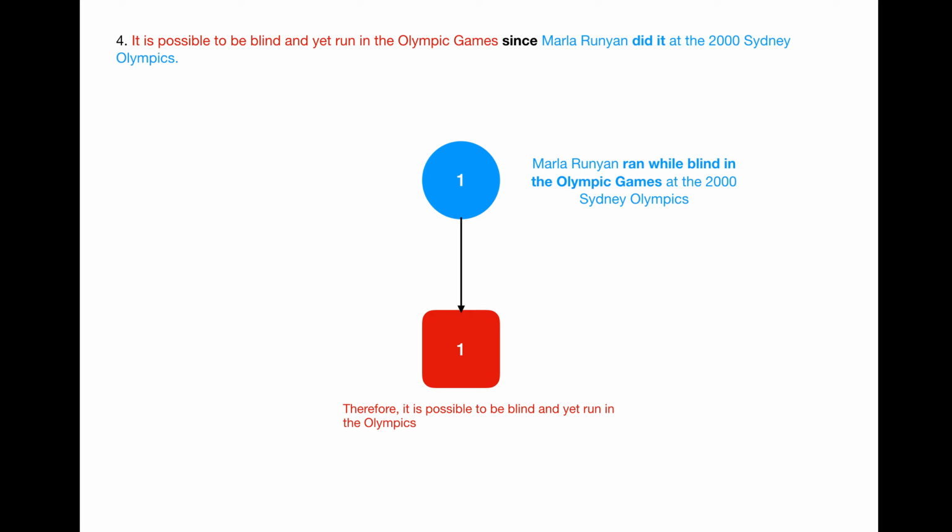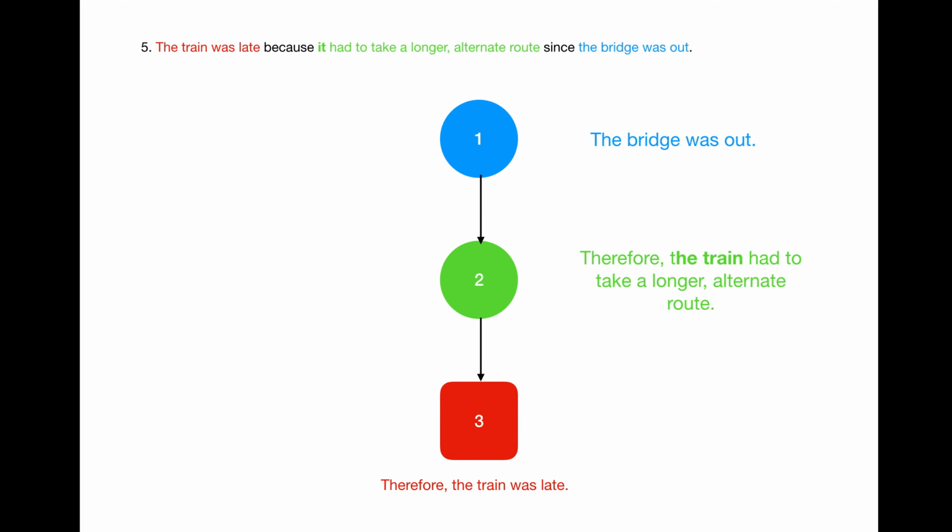So what did she do? Marla Runyan ran while blind in the Olympic Games at the 2000 Sydney Olympics. And that's our premise. So we have proof, she did it, therefore it's possible because someone did it. Okay, it goes directly from premise to conclusion. But we want to replace the things like it and he and no one, things like that. We want to replace them with the specific words, okay?